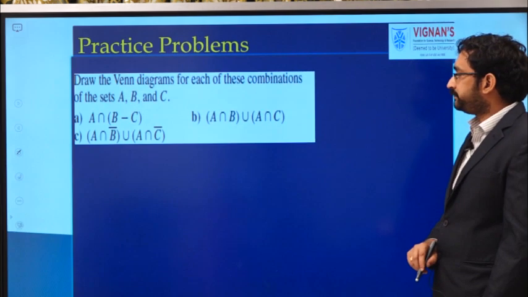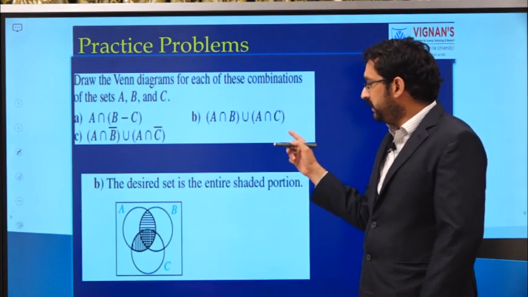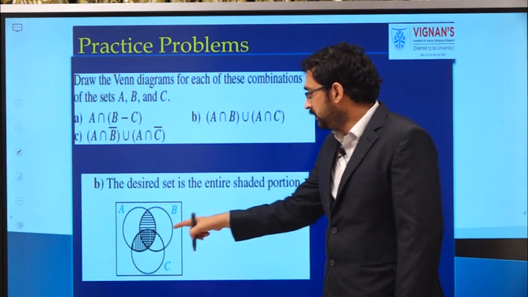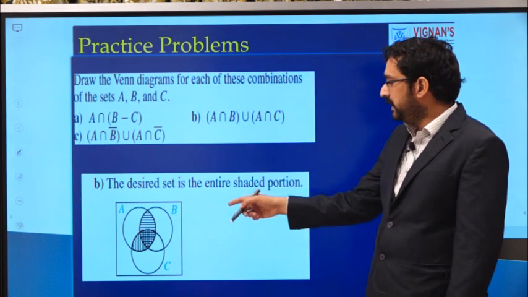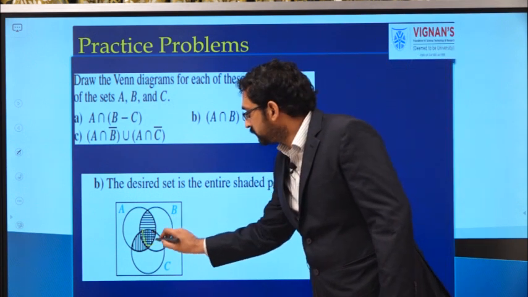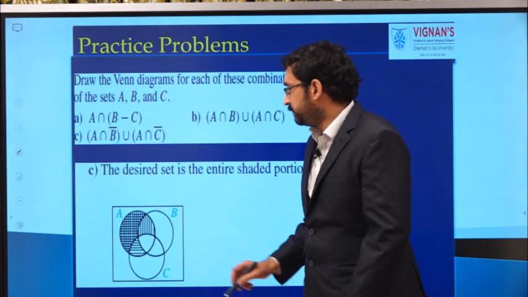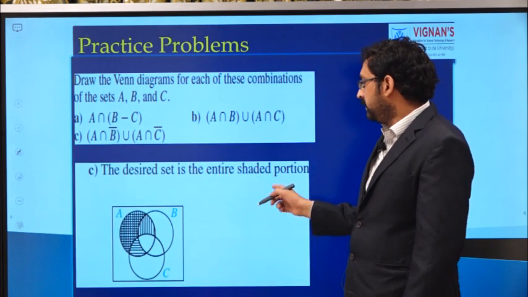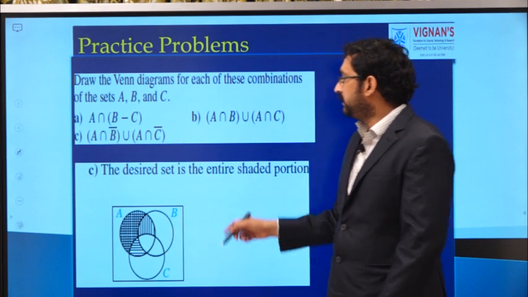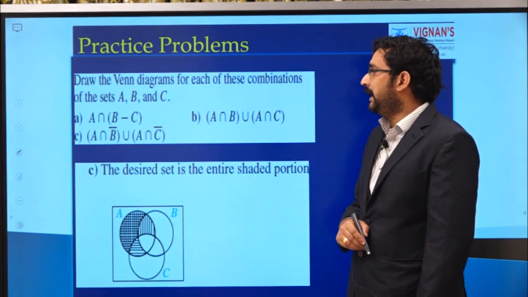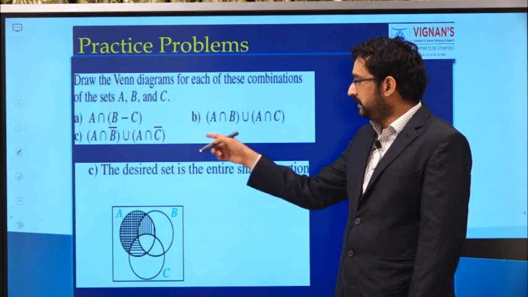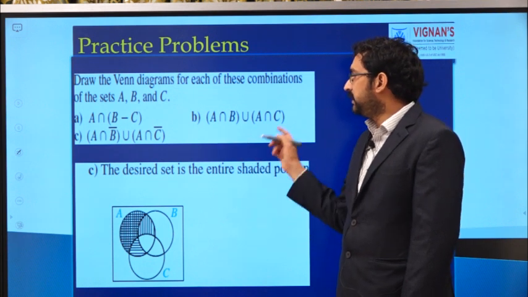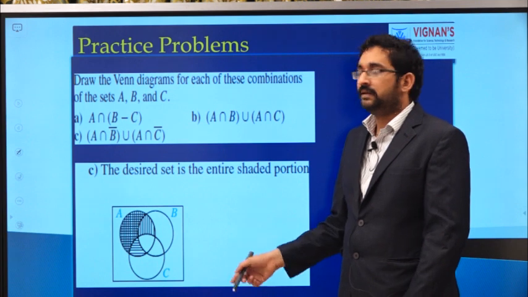Second one is A intersection B union A intersection C. This shaded part represents A intersection B union A intersection C. Entire shaded part. See the last diagram. The entire shaded portion is representing A intersection B complement union A intersection C complement. In this way we can represent these sets using Venn diagrams.